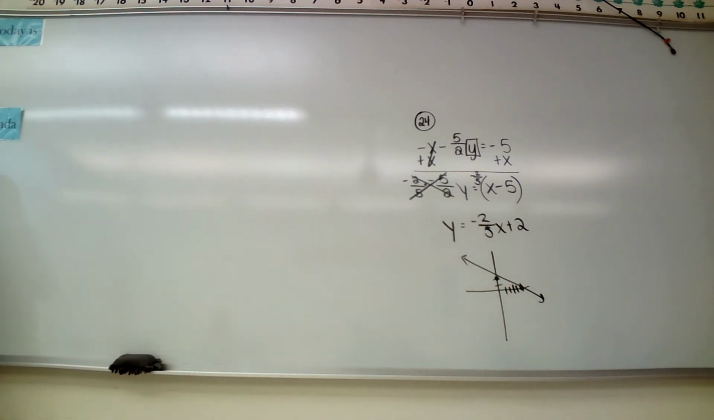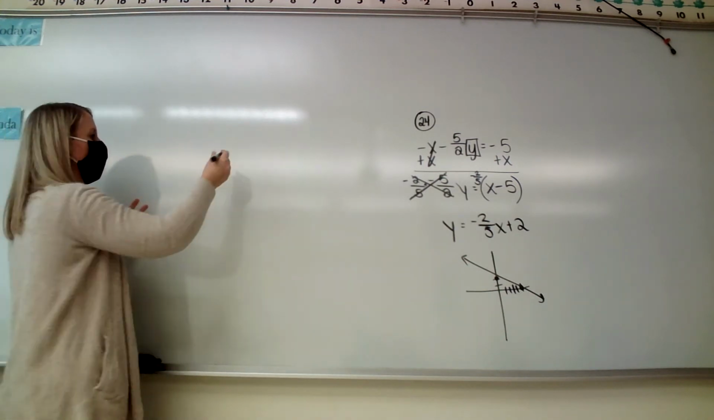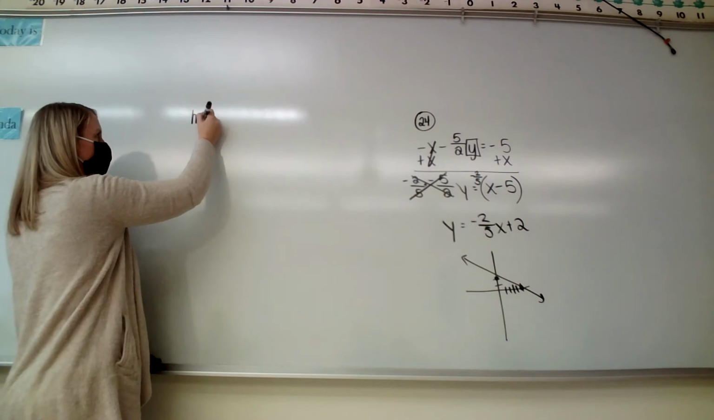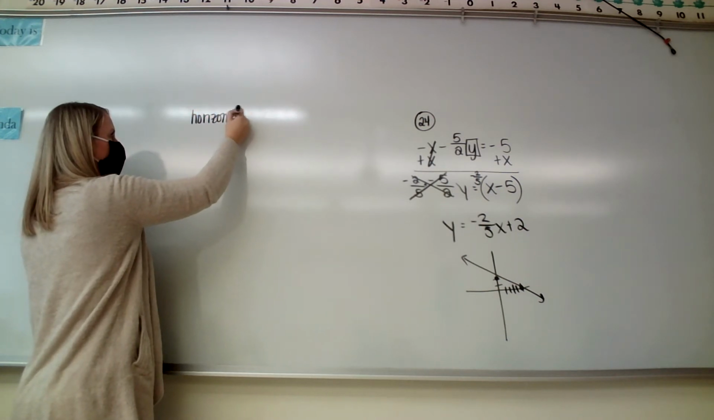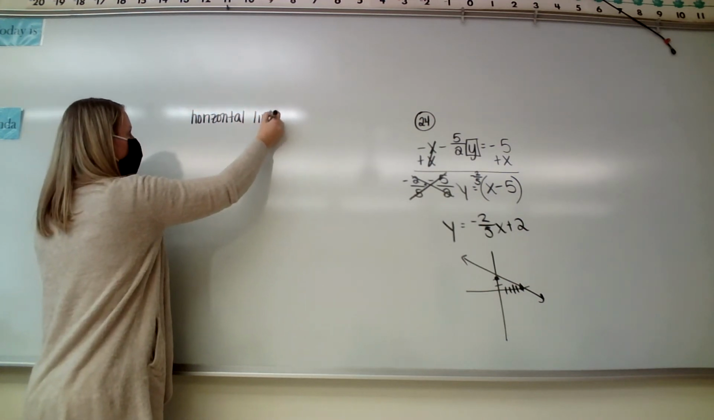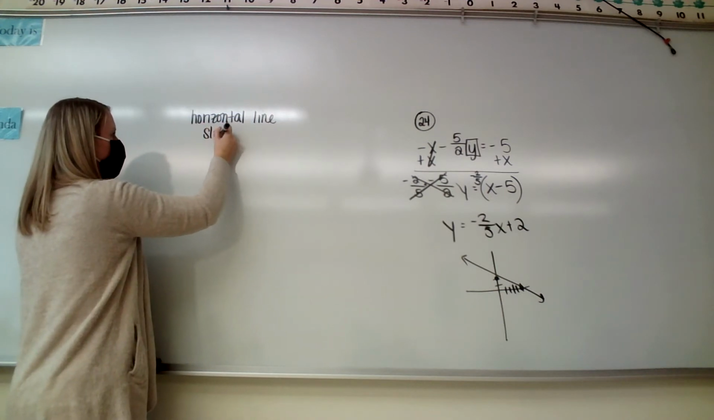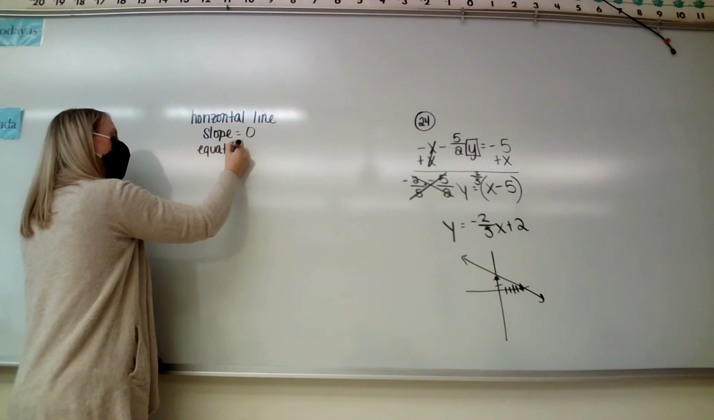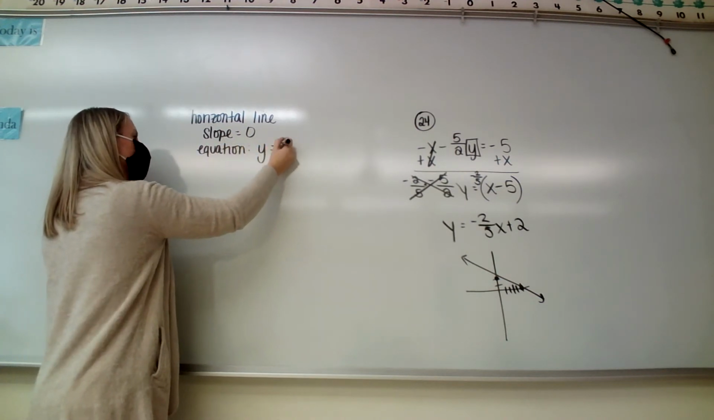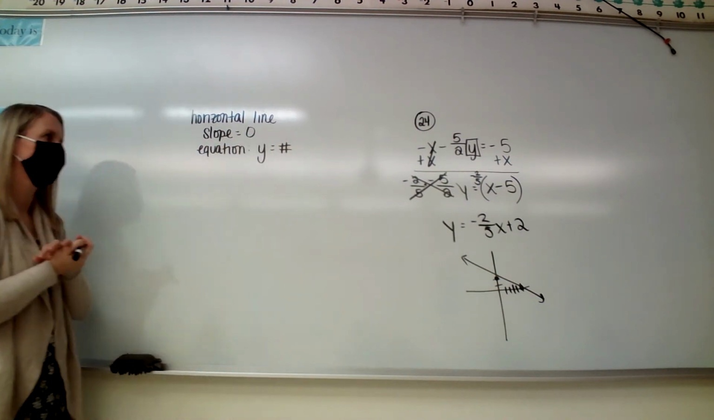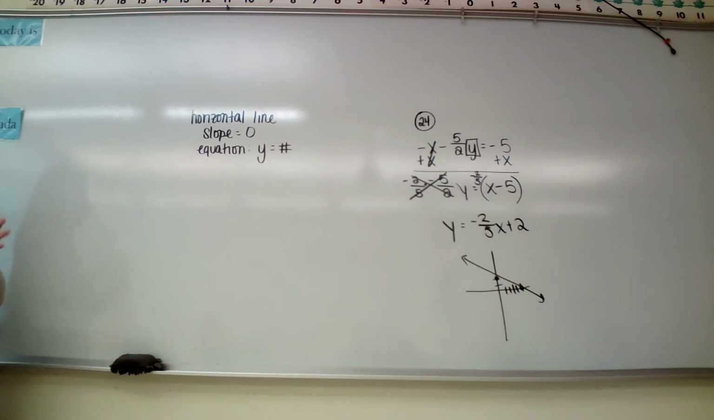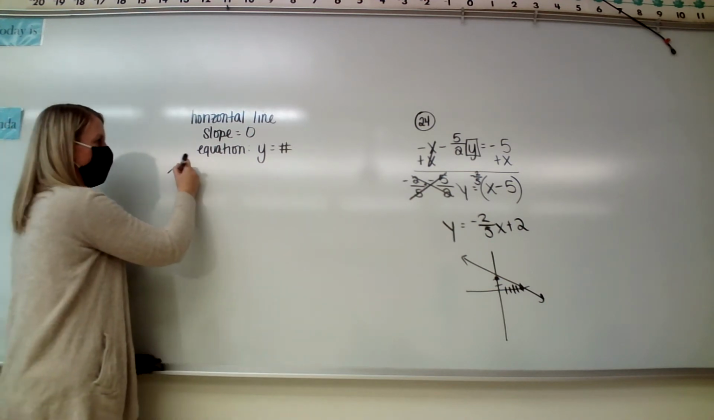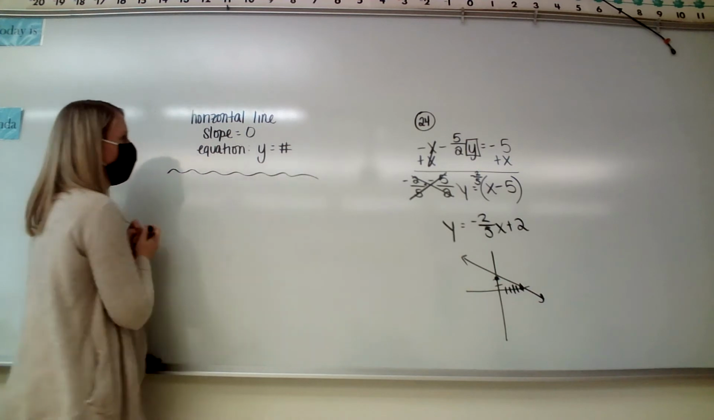So, important pieces that you need to know for that bottom section. A horizontal line has a slope of 0 and an equation of y equals a number. That's just something you need to know. That's not something that magically is going to go in your brain. You might need to study it.